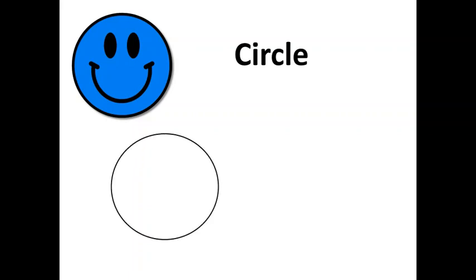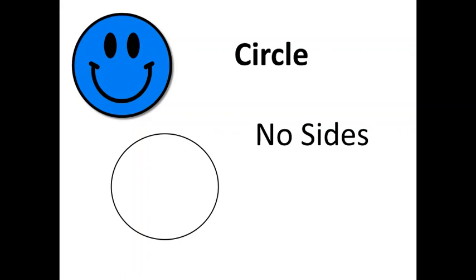So, our next plane shape is circle. Let us see which line we need to make a circle. Here. So we need one curved line to make a circle. Can you see any sides? No. So there are no sides in a circle.